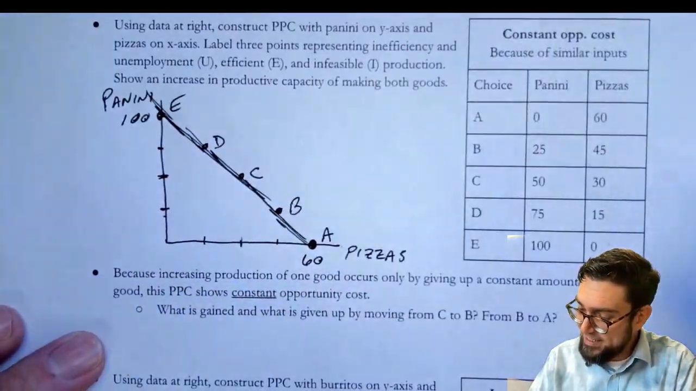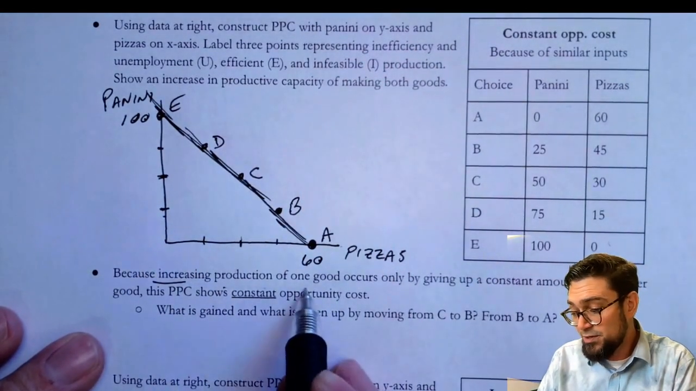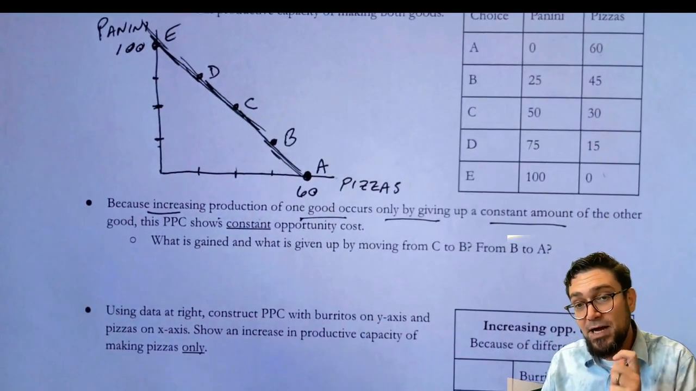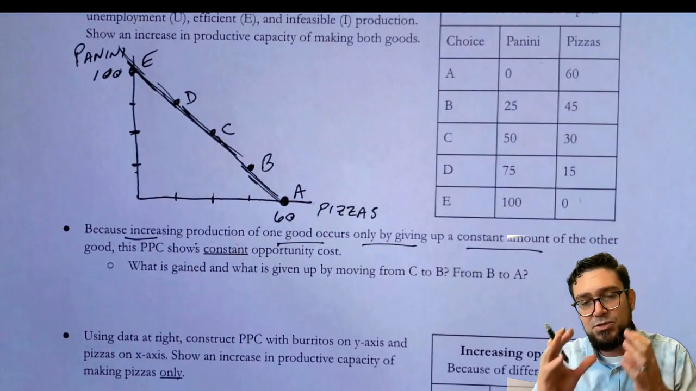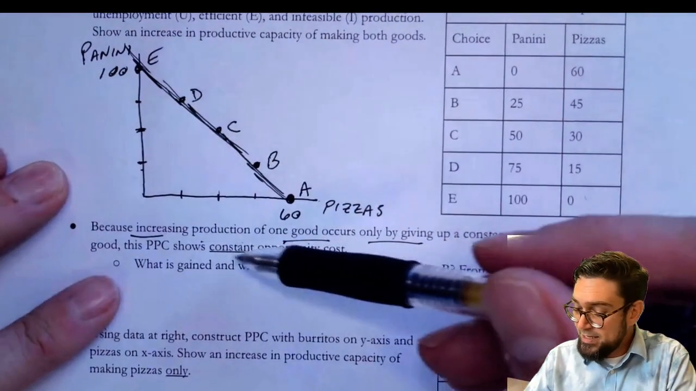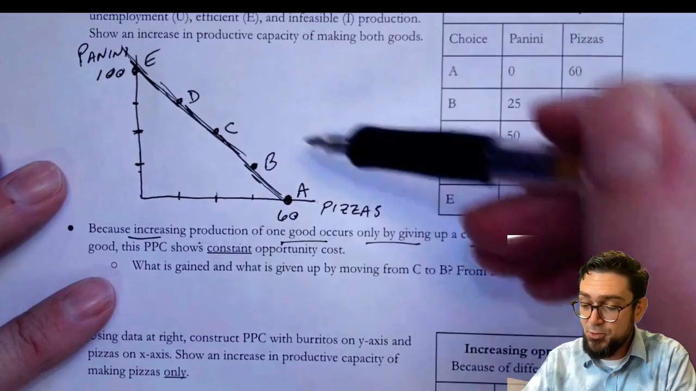But why it's straight is because the increasing production of one good occurs only by giving up a constant ratio of the other amount. And that means that this PPC shows that we have a constant opportunity cost as we move from one choice to another. For example, if we consider what we gain and what we give up when we go from point C to B, we can do it in the table, or we can do it in the graph.